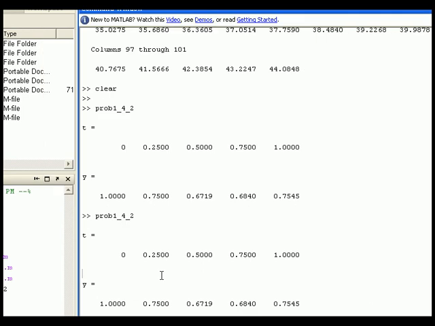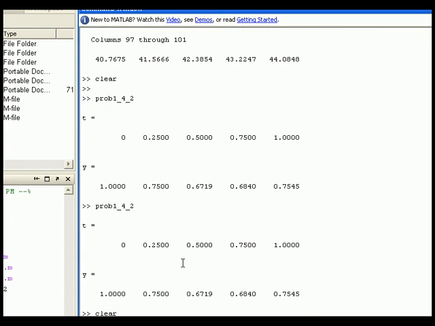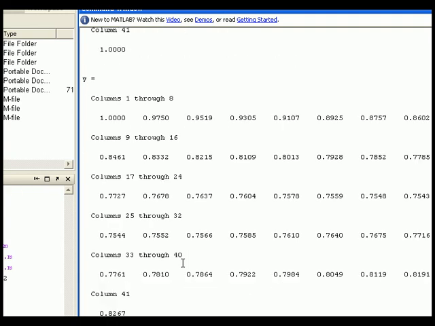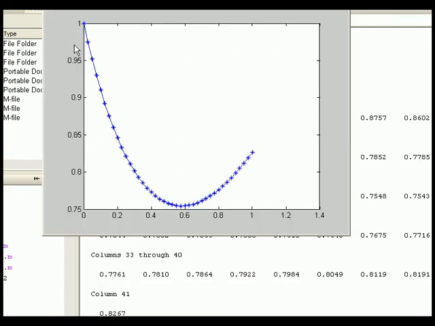Now I'm going to run it again, but instead of 4 steps of 0.25, I'm going to take 40 steps of 0.025. And this is the new solution. Now it's looking down every 0.025 seconds. And presumably this is more accurate, though we don't know the exact solution, so we can't be sure.